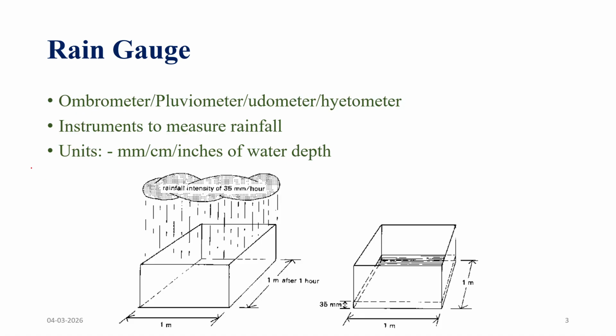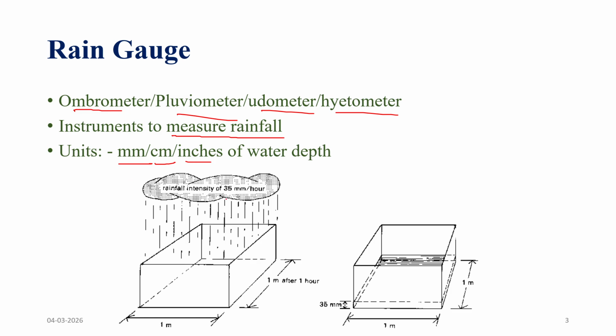A rain gauge, also known as ombrometer, pluviometer, udometer, or hyetometer, is a meteorological instrument designed to collect and measure the amount of rainfall. These instruments help us quantify rainfall in standard units, typically in millimeters. Sometimes centimeters or inches are also used depending on the region or convention.